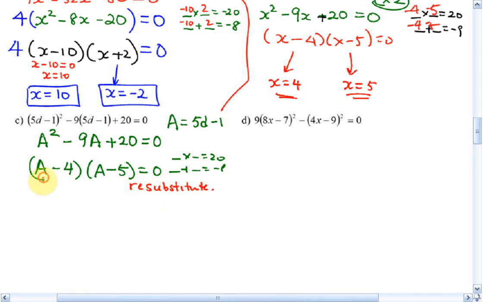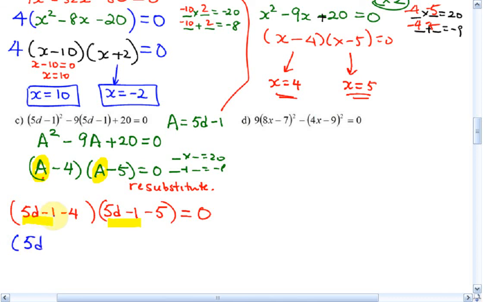Wherever you see A, replace it with the 5d minus 1 minus 4. And then over here, it'd be 5d minus 1 minus 5. And this equals 0. So notice I've replaced the A values with the 5d minus 1. Almost there. Don't clap yet. Let's simplify now. Can you simplify the first bracket? Well, what's minus 1 minus 4? Minus 5. Good. What's minus 1 minus 5? Minus 6. Good. So now you have this in factored form.